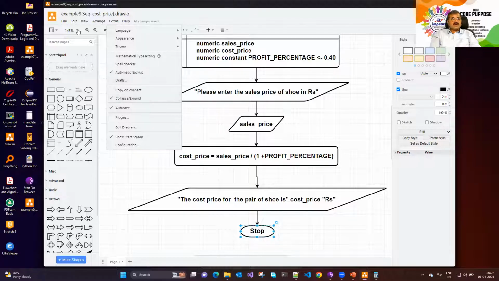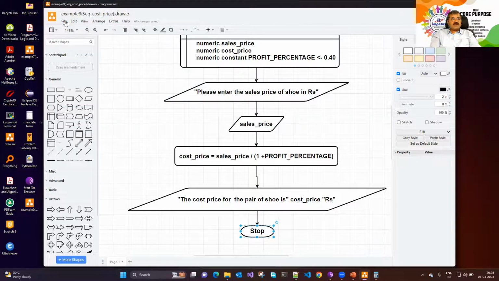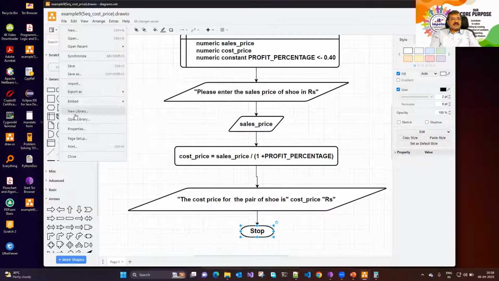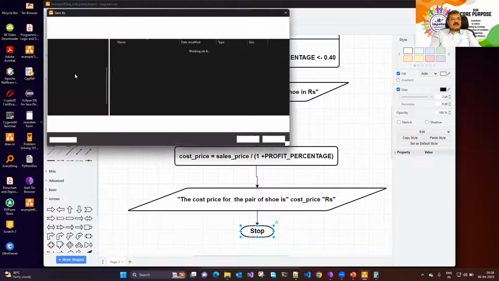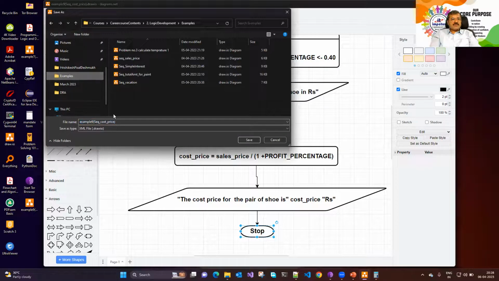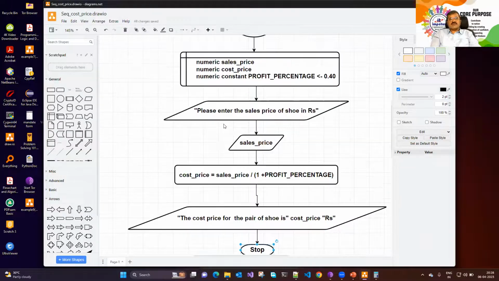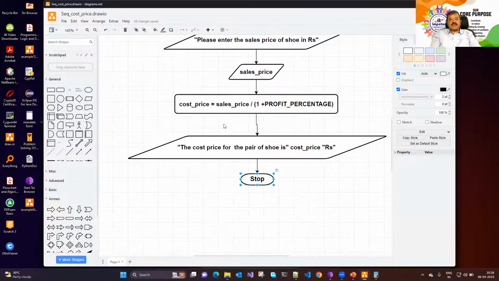First, file, I'll save it into our folder of examples. And this was sequence cost price. Save this solution as well. I'll share these solutions again with you. Anybody has any question over here?